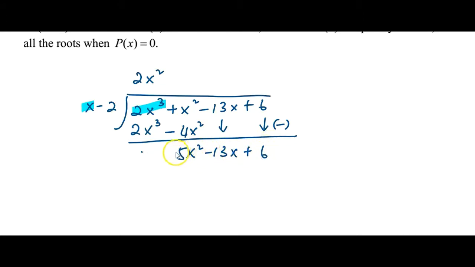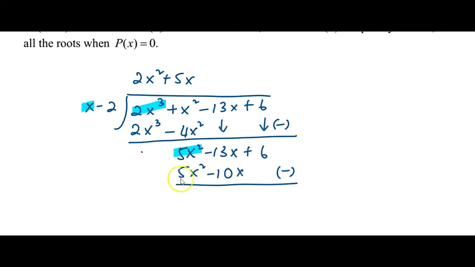After that, I'm going to focus on the first term here, and you can ask yourself, 5x squared divided by x, what do you have? You have 5x. Or you might think that 5x multiplied by x gives 5x squared. So write down the 5x squared here. And then the 5x also needs to multiply by negative 2. You get negative 10x. After you have multiplied 5x by x minus 2, then we take a subtraction. Subtract from the 5x squared minus 13x plus 6, minus the 5x squared minus 10x.